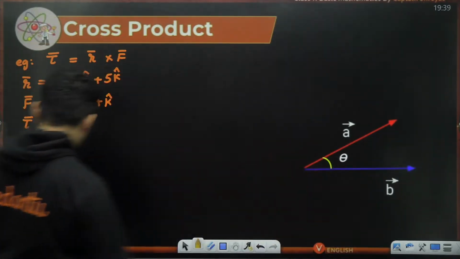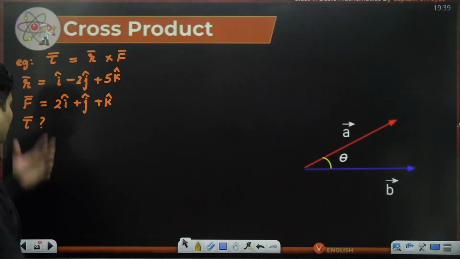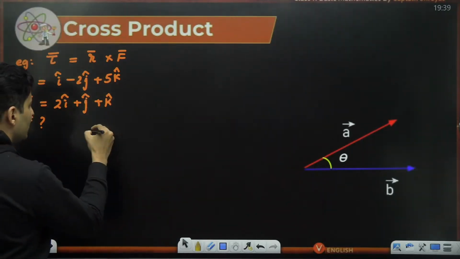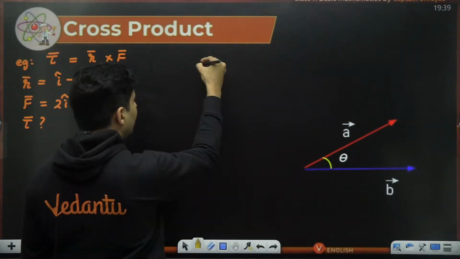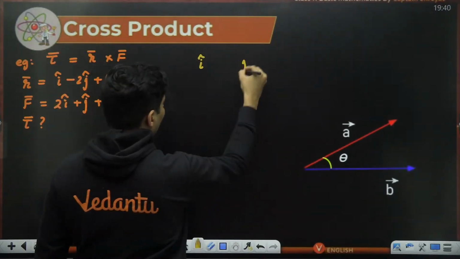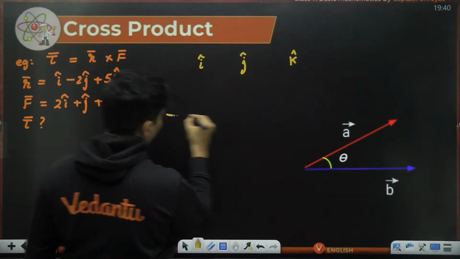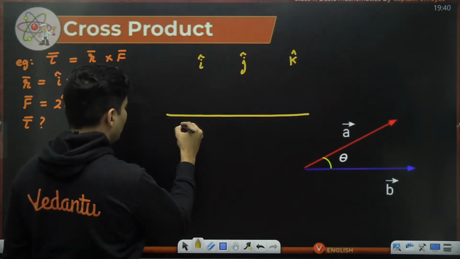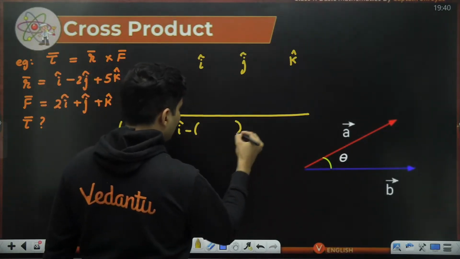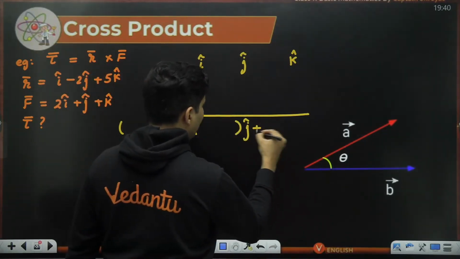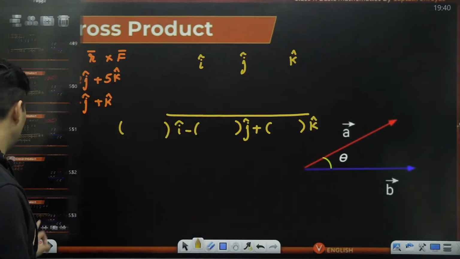Can you find the value of the torque? Definitely we can. These are big vectors, so I'll start with our determinant method. First write down i cap, then j cap, and then k cap. Leave two lines, put a big line, and put i cap with a bracket, minus with a bracket and j cap, and a bracket of plus k cap. This is the next step.